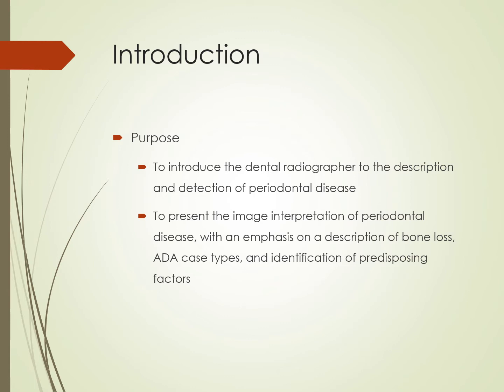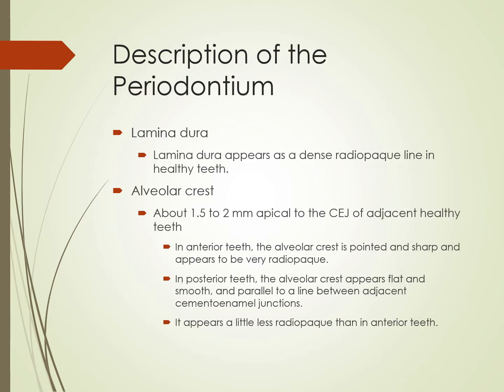Dental images play an integral role in the assessment of periodontal disease. There is no diagnosing or determining periodontal disease without dental images. So first, we need to review a little bit about those structures that give us the information that we need for periodontal disease, right, to determine healthy versus unhealthy. So the first up is the lamina dura. This is something we talked about in chapter 27. The lamina dura appears as a dense radiopaque line in healthy teeth. It is the dense cortical bone that ends the alveolar process.